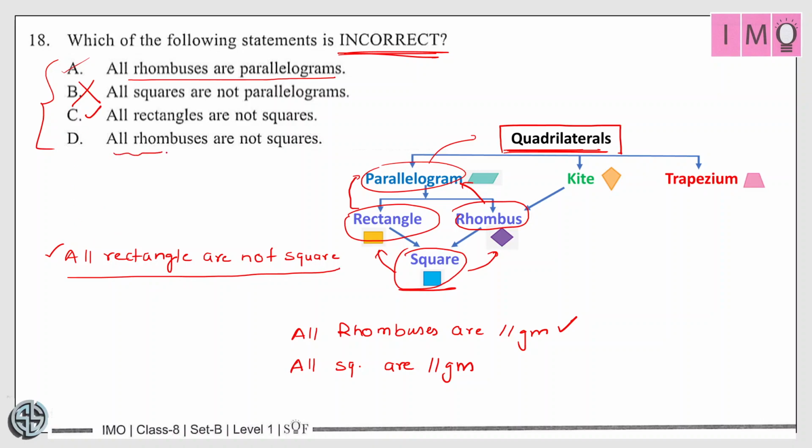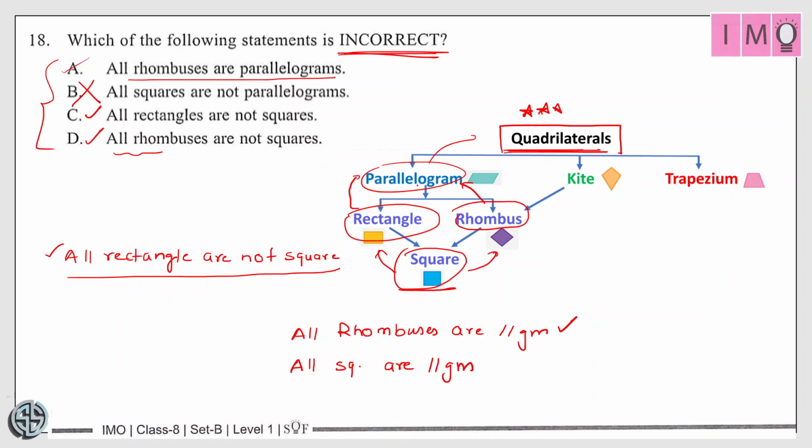Now you can see all rhombuses are not squares also, because rhombus is coming above, so you cannot write rhombus as square, but you can write all squares are rhombuses, okay? And also you can write all rhombuses are not squares, because rhombus is coming above, so this is also correct. Now option B is the incorrect one. That trick you have is very important, and you can solve these types of questions in a second. So remember this trick, remember this chart, and it will be very helpful.